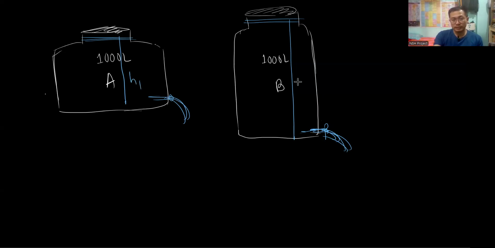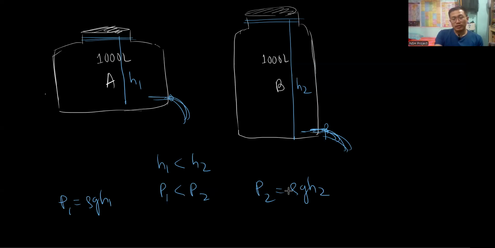Let's say this is h1 and this is h2. h1 is smaller than h2, so p1 would be smaller than p2. You know the pressure: p1 is rho z h1, and on the other side p2 is rho z h2, where rho is the density of water. But h1 is smaller than h2, so p2 is larger. Having the larger pressure, the water will flow out.